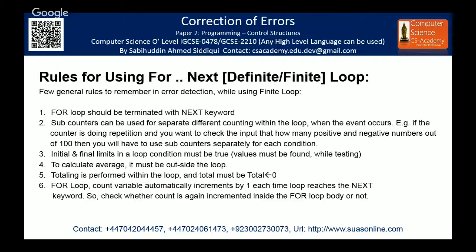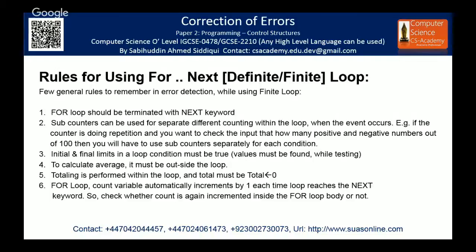Whatever is put in between these two keywords, for and next, will be under the loop. That means whatever is written within these two words, with for as begin and next as end, whatever comes under it will be part of the for loop, which is also known as a definite or finite loop.